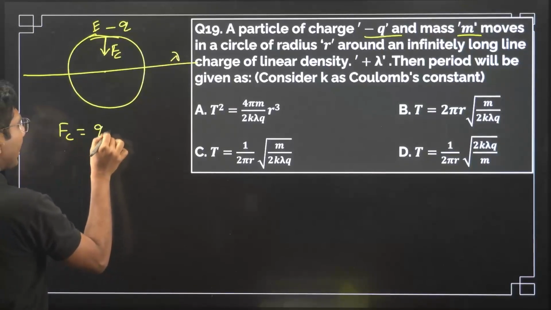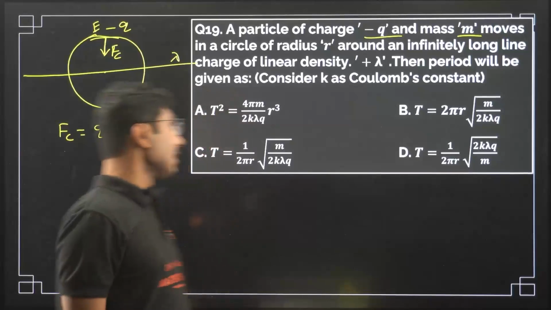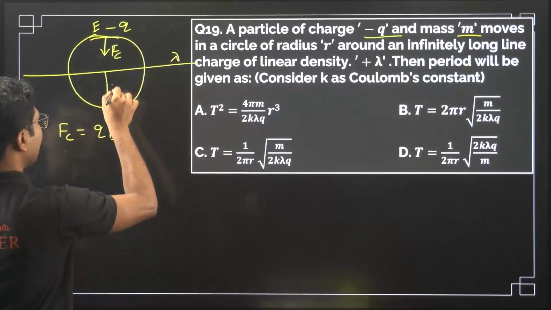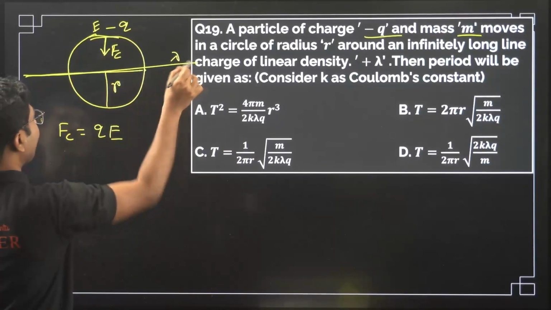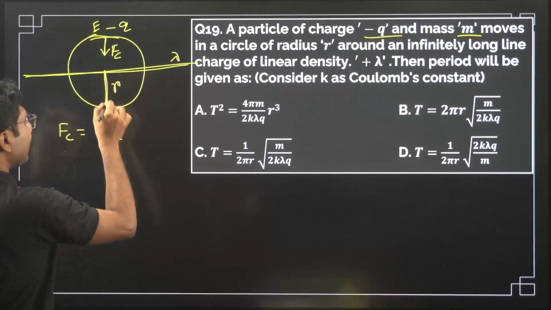Centripetal force required is Q into E. So you have to find the electric field. The radius of the loop is given by small r, so the distance from the infinite wire is also small r. So what is the electric field at that distance?